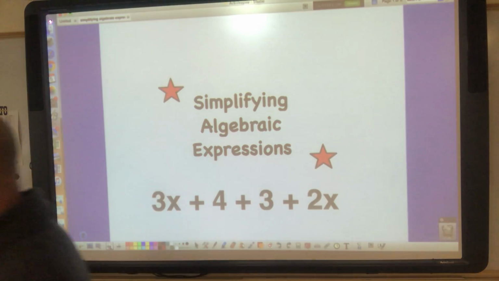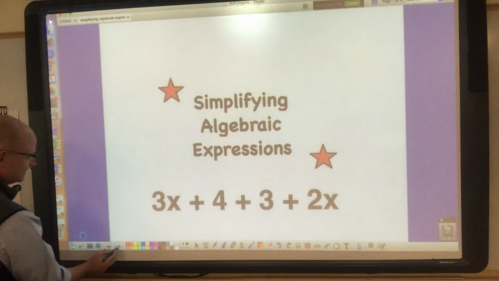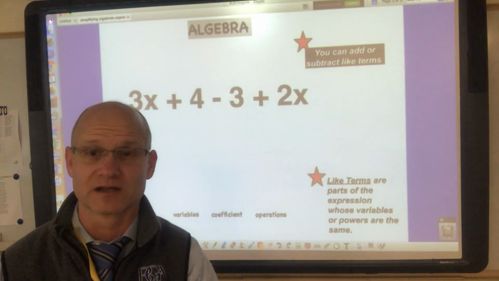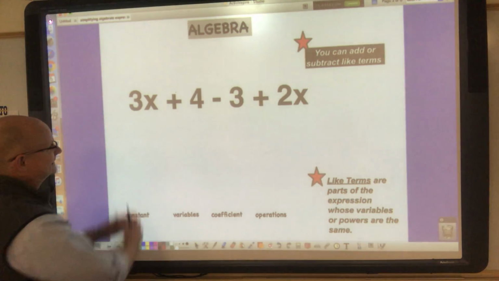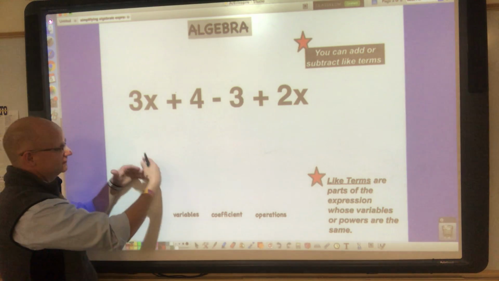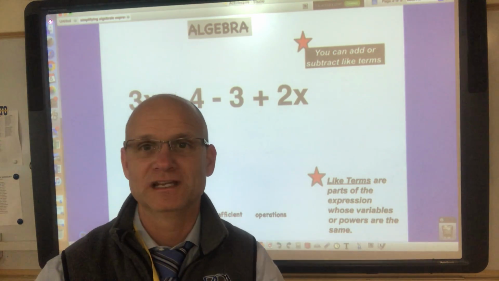All right, so here we go. The lesson: simplifying algebraic expressions. Just to review, in the last video tutorial, we talked about an expression. An expression is anything that has variables, constants, and operations, but no equals sign.